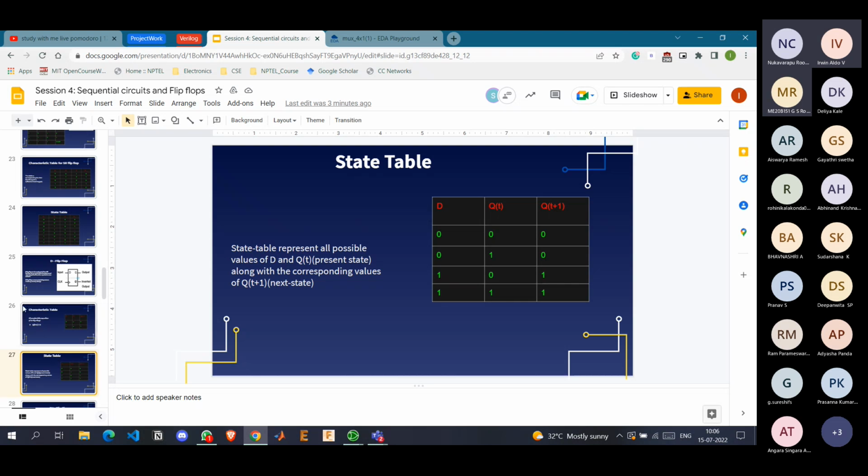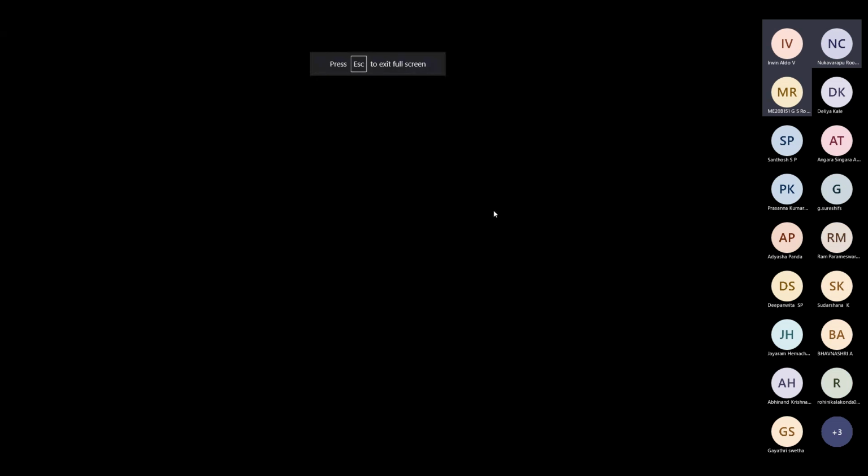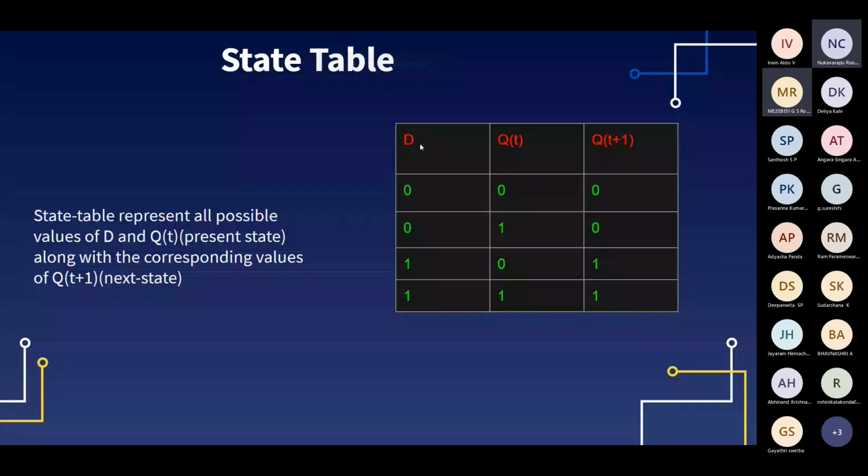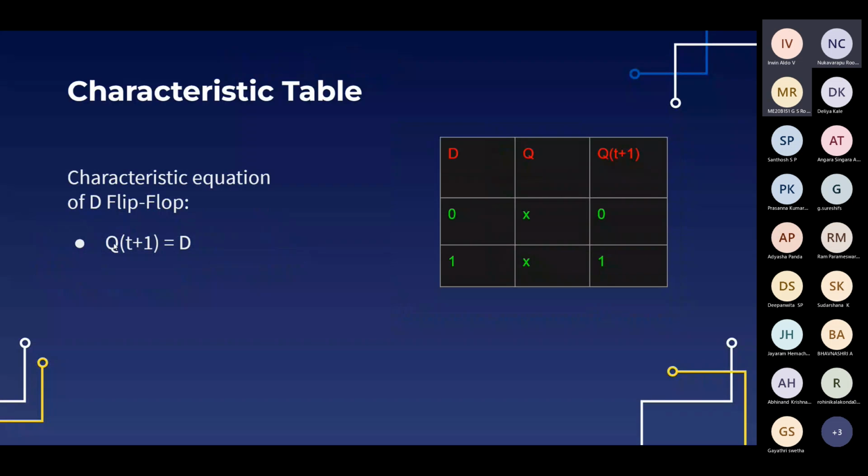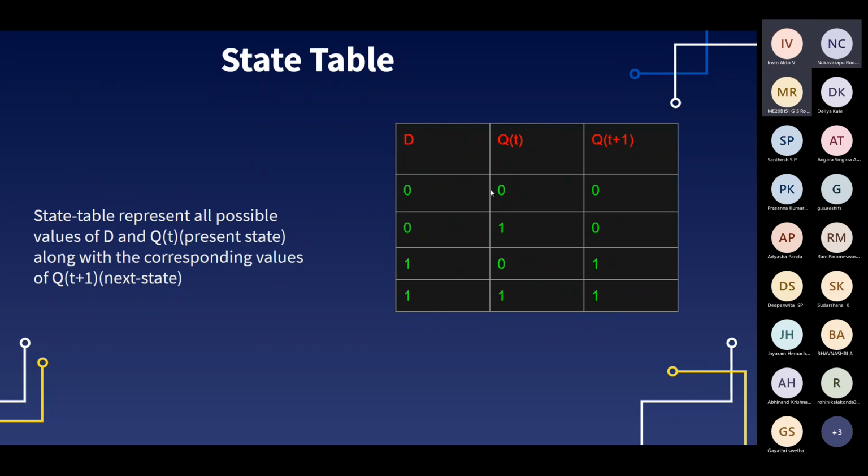Okay. Now let's see the characteristic equation. The characteristic equation is nothing but all possible values of D and Q, 0 0, 0 1, 1 0, and 1 1, and the corresponding next state values. See the truth table of D and Q(t+1). Both are the same, right? 0, 0, 1, 1, which ensures that this equation holds true. Both are equal. It does not depend upon the previous state value.